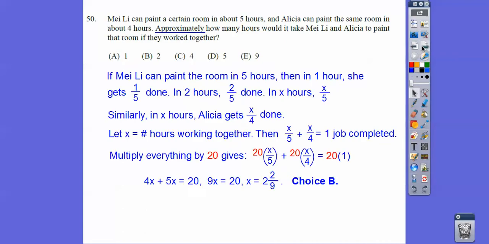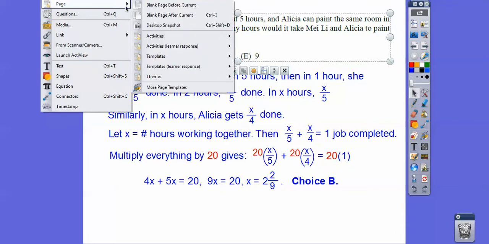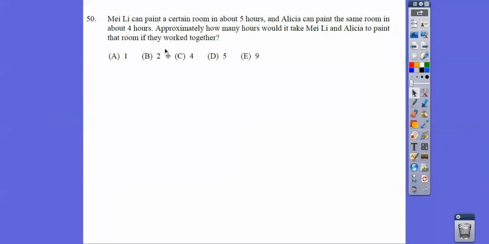Okay, all right, so here, whoops, I didn't give us this problem here. Let's go backwards here. I've got to do this anyway. So, okay, so it says Mei Li can paint a certain room in about 5 hours, and Alicia can paint the same room in 4 hours. So approximately how many hours will it take for both of them if they work together?